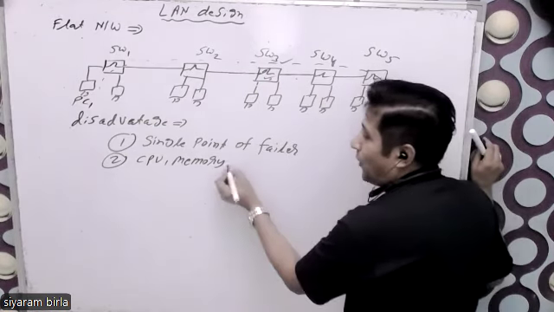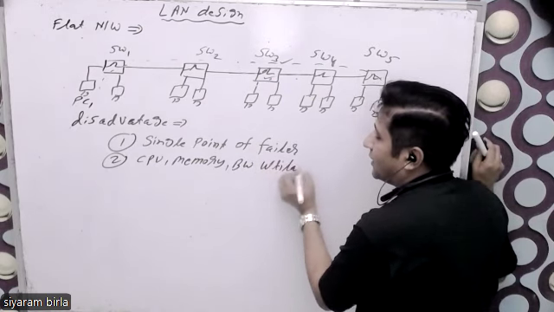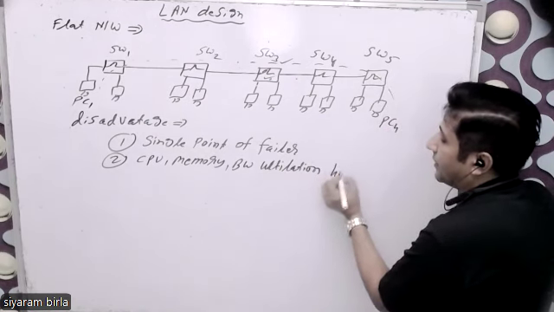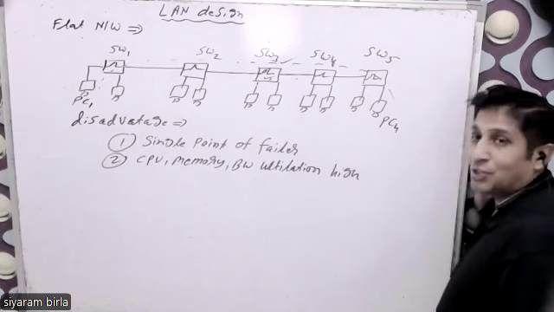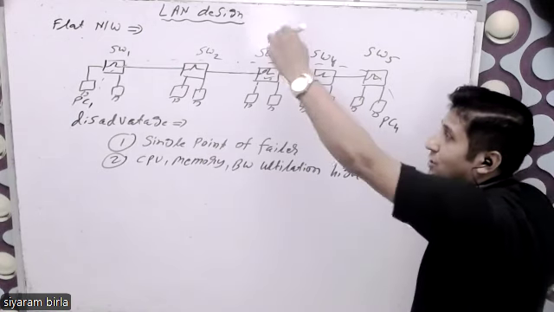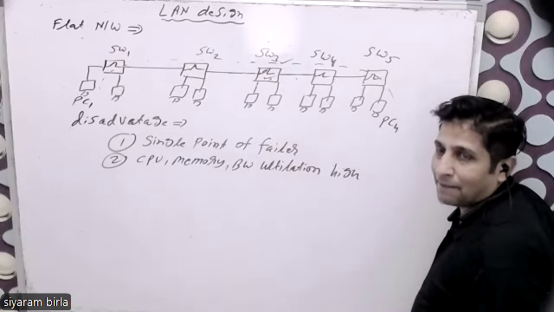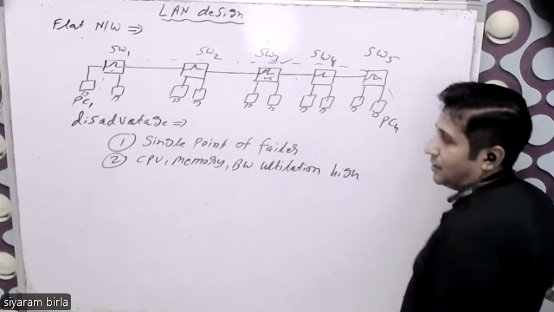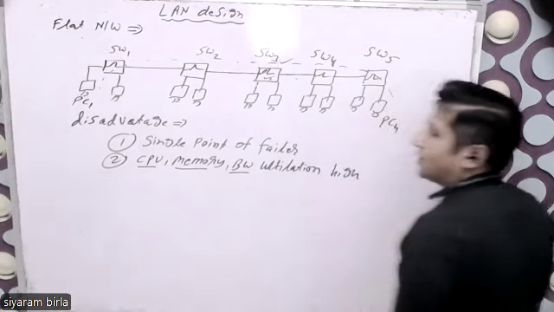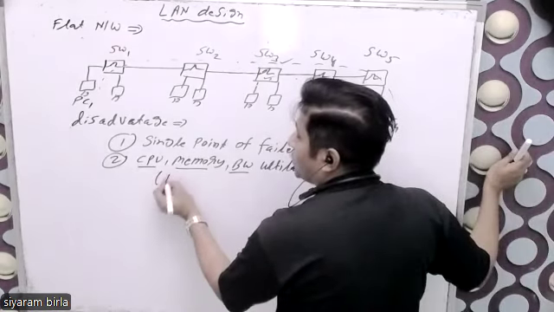Yeah. So bandwidth utilization will be high. CPU utilization will be high. Memory utilization will be high. In the middle switches, CPU, memory, and bandwidth utilization will be high. In short, the CPU utilization, memory utilization, bandwidth utilization, these are called the network resources.